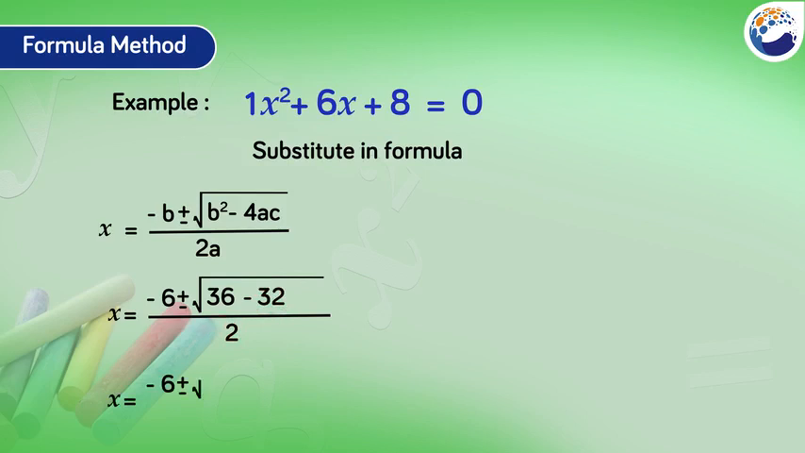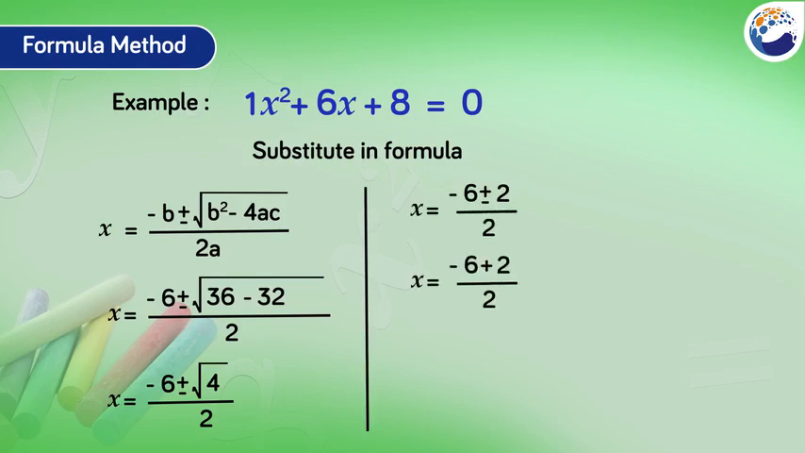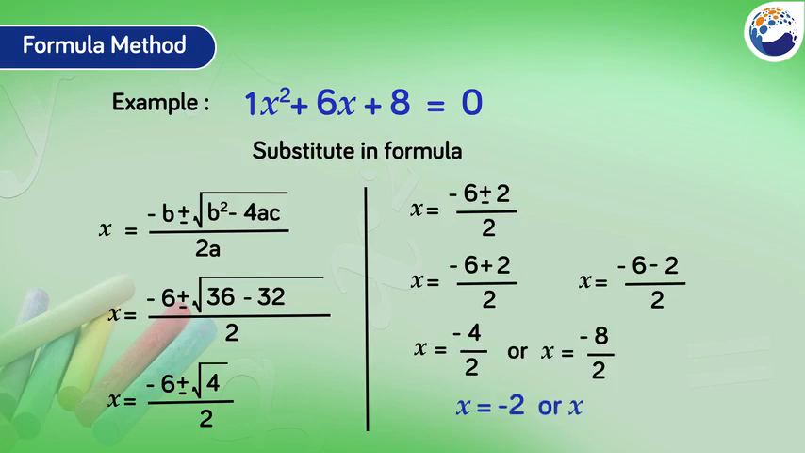x = (-6 ± √4) / 2. x = (-6 ± 2) / 2. x = (-6 + 2) / 2 or x = (-6 - 2) / 2. x = -4/2 or x = -8/2. x = -2 or x = -4.